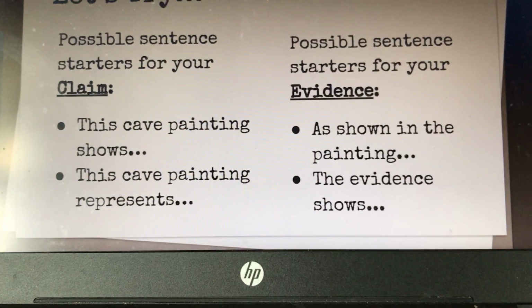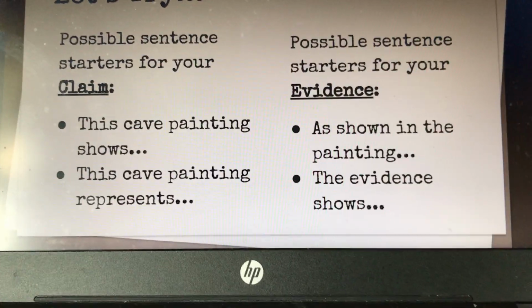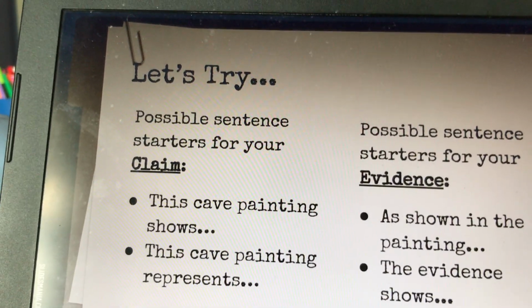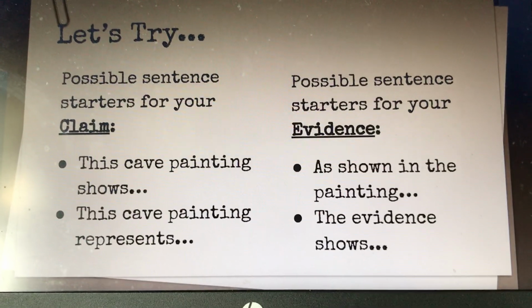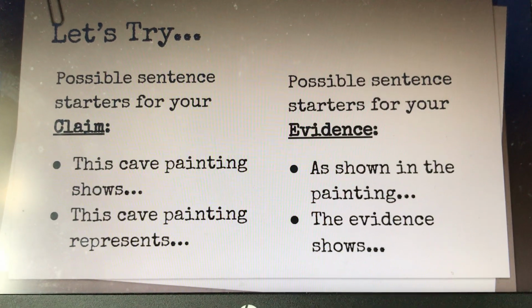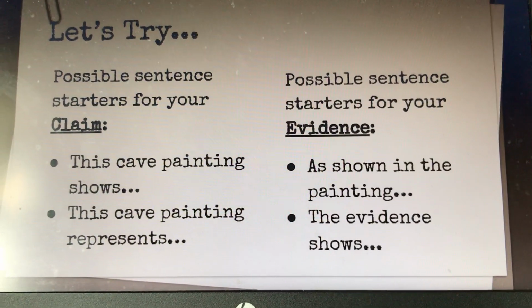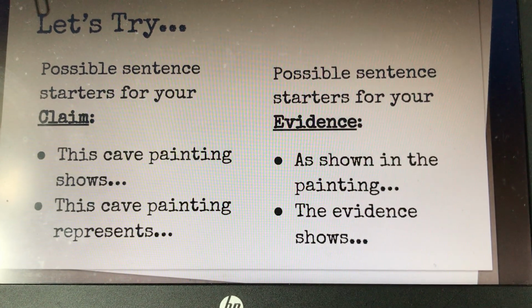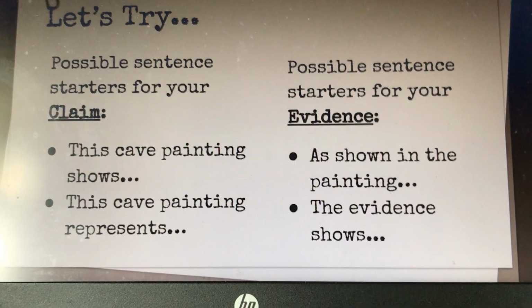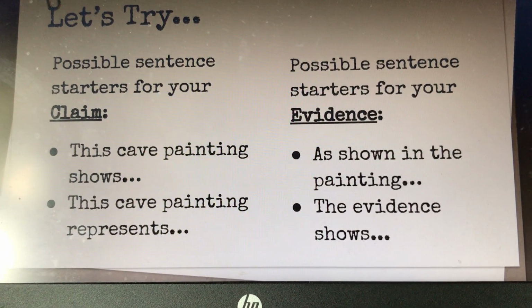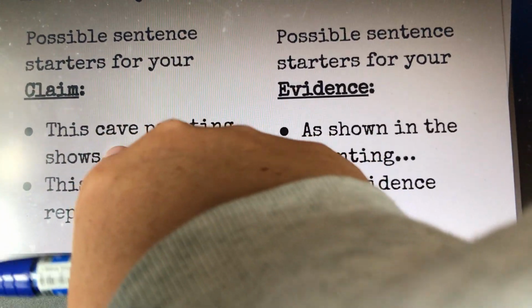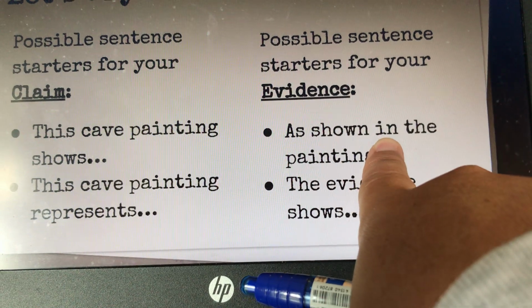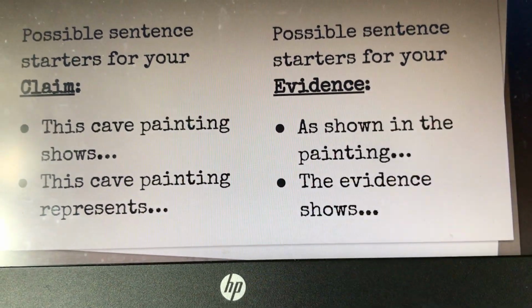So if I was writing a claim, for example, my claim could possibly say, this picture shows animals being hunted. As shown in the picture, it appears that boulders are being dropped onto animals. You guys, that's 2 sentences that show this and this, and I stated what I needed to state.